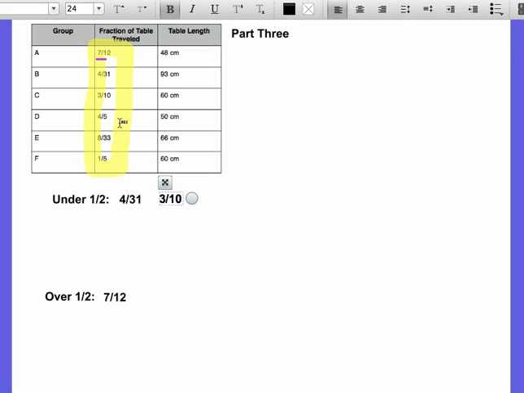4/5. Okay, I can think if our denominator is 5, or our whole table is 5 centimeters, 2.5 would be a half. So if he went 4 out of 5, that is quite a bit more than a half. So I'm going to put 4/5 down here. That's over a half. 8/33, same thing, I can tell that is under a half. And now we can go to 1/5. Once again, we know that 2.5 was a half, so 1/5 would be under a half.